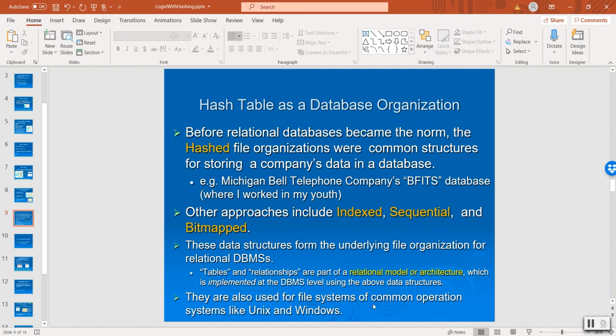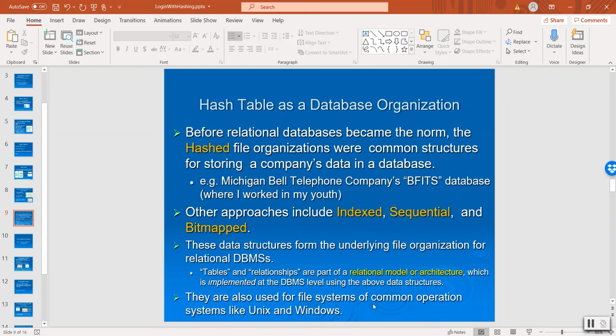Okay, let's talk about database organizations. Before you had relational database organizations, the hash file structure was very commonly used in databases. I actually worked for a company, Michigan Bell Telephone Company, way back before we had deregulation. It was a utility, and AT&T was basically the monopoly of this.